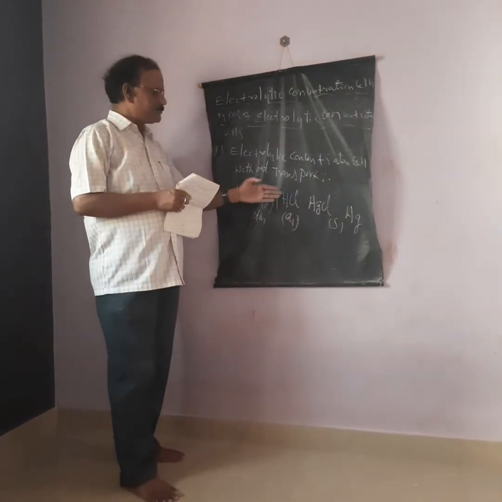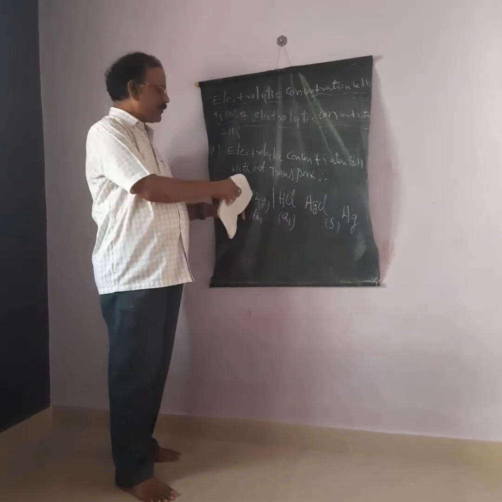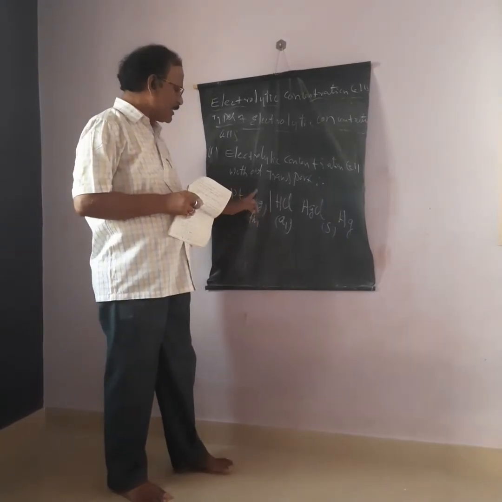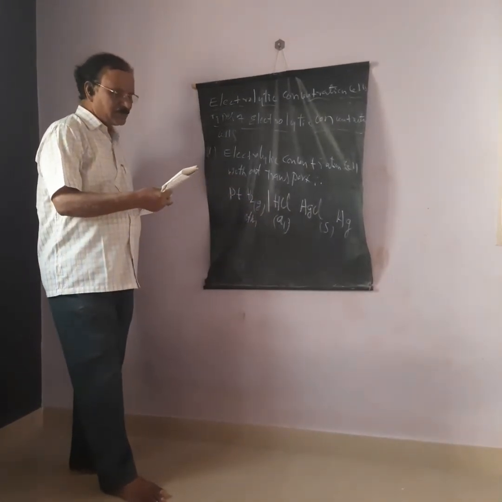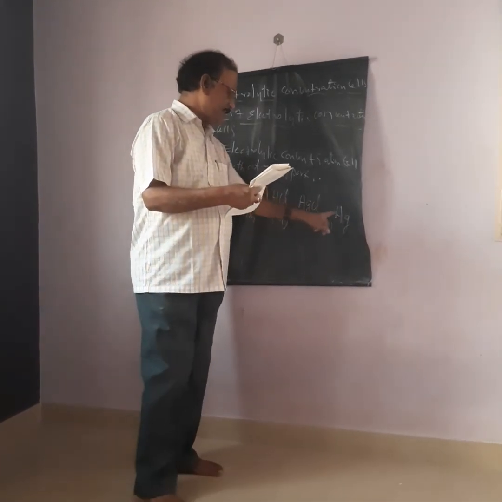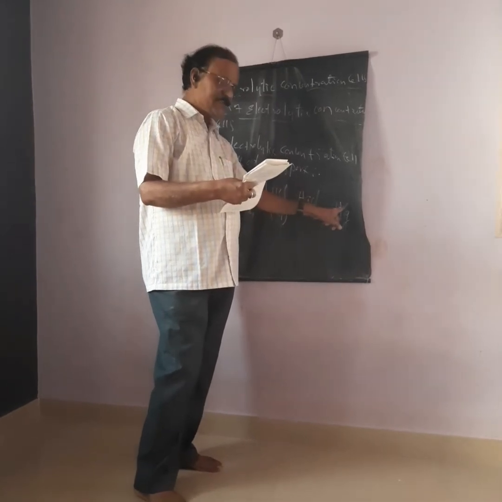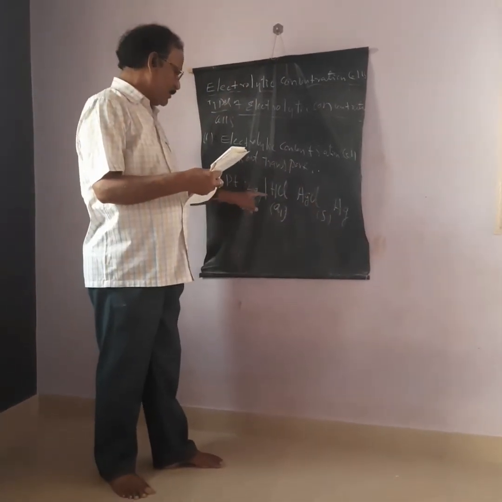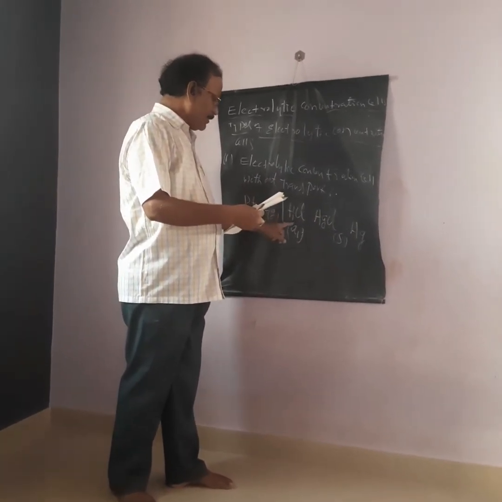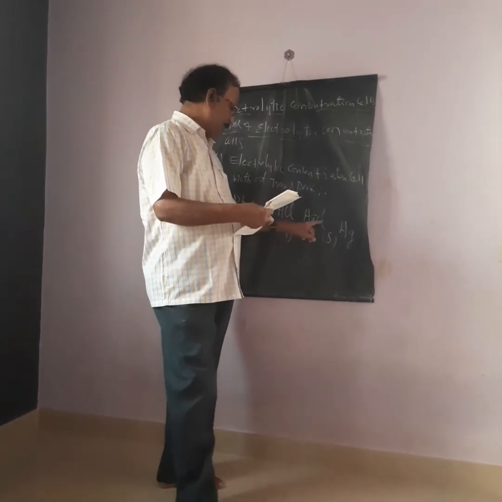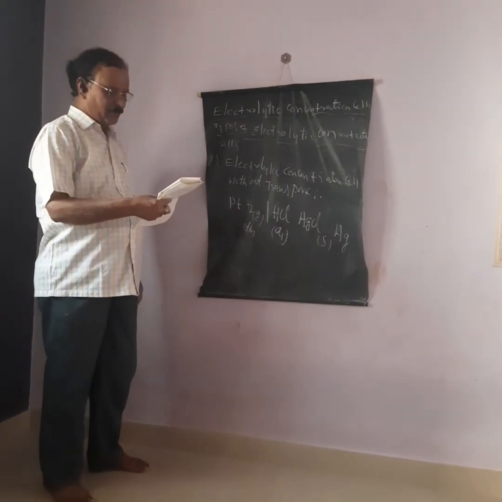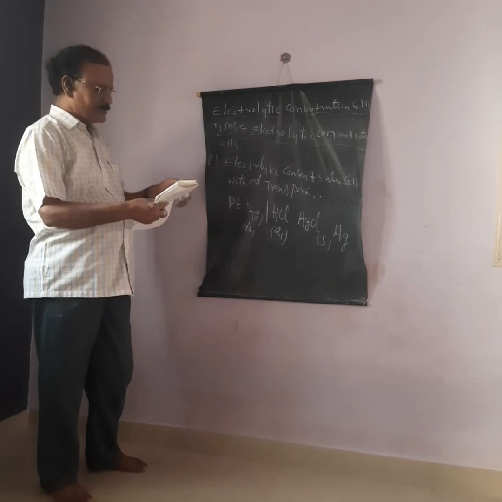Here oxidation takes place at this electrode: the oxidation number of H2 is 0, so H plus is +1. Oxidation takes place at the LHS electrode. Here AgCl to Ag: AgCl means Ag plus 1, Ag 0, so here is reduction. Pt, H2 gas, HCl A1, and this HCl A2, AgCl. The oxidation takes place at the left hand side electrode and reduction takes place at the RHS electrode.